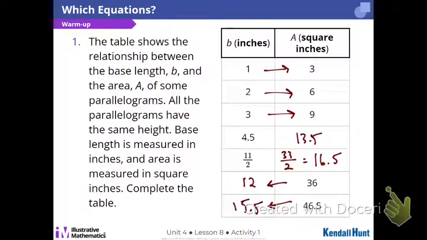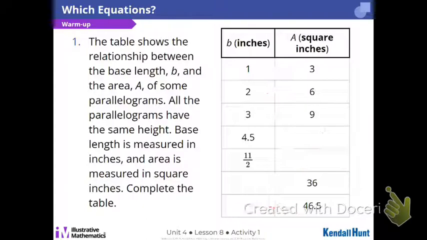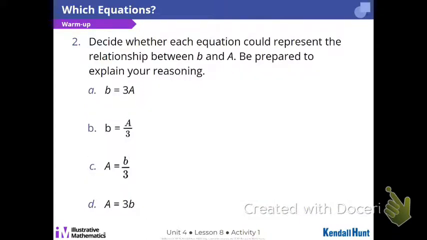So as we went left to right, we multiplied. As we went right to left, we divided. They undo each other, right? Those are inverse operations. For this next slide, can anybody identify which equations would be shown here?